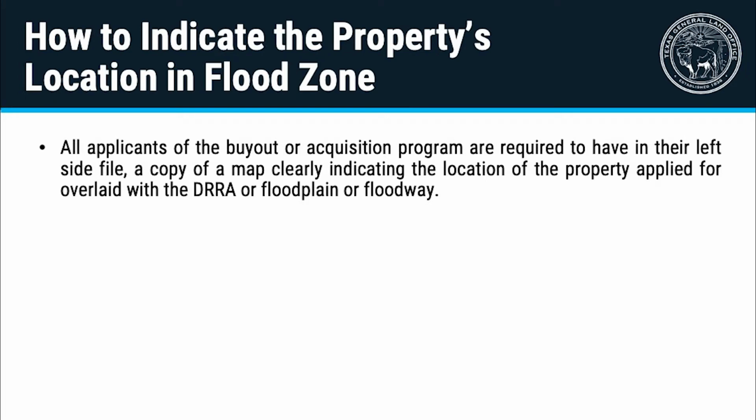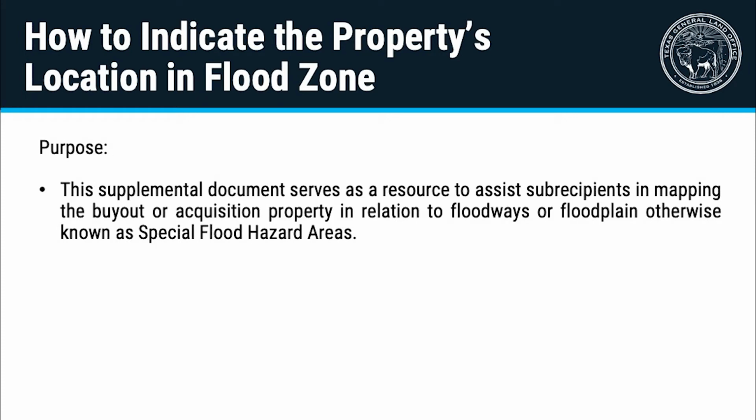All applicants of the Buyout or Acquisition Program are required to have in their file a copy of a map clearly indicating the location of the property applied for, overlaid with the DRRA or floodplain or floodway. The purpose of the How to Indicate the Property's Location in Flood Zone form is a supplemental document that serves as a resource to assist subrecipients in mapping the buyout or acquisition property in relation to floodways or floodplain, otherwise known as special flood hazard areas.